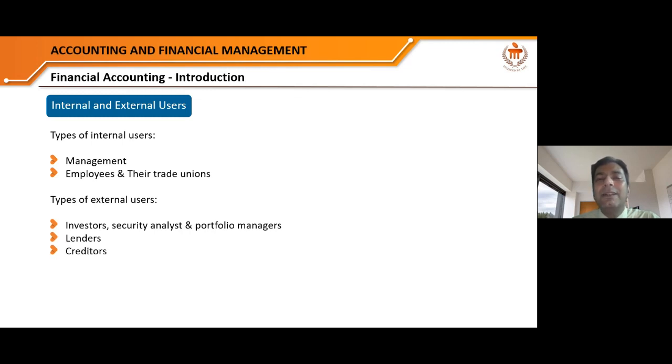Next, we have creditors. We have different types of creditors; we'll move into that detail later on. But creditors are the category of people whom we have to pay money, whom we need to repay. We have taken some services or certain goods or certain money from them, and we need to repay them. So we have done some purchases where we have not paid money to them, so we need to pay.